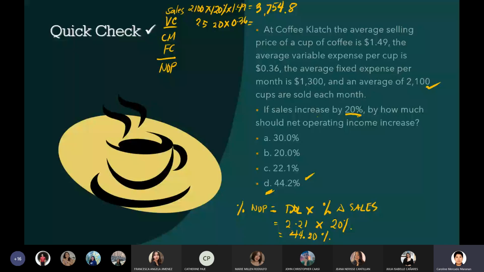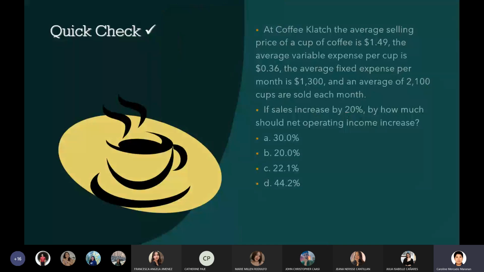So magkano na lang ang CM natin? Less 3,574.8. So our new CM is 2,847.6. Fixed cost natin is 1,300. Yan. Our net income, new net income is 1,547.6. So, tingnan natin yung huli nating net operating income.